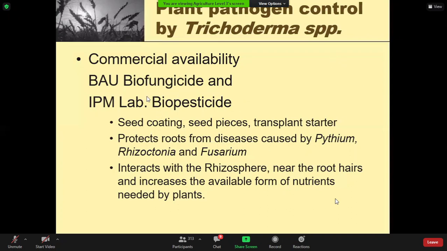So we use this biopesticide to treat the soil. We mix the seed with this biopesticide.